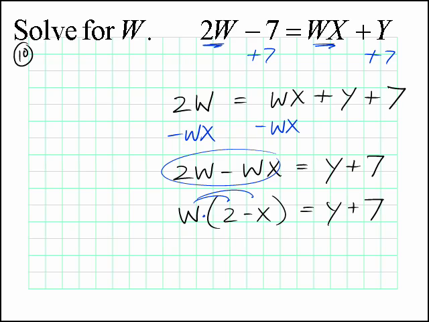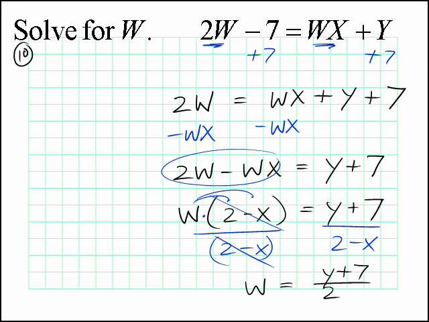Now I can divide both sides by 2 minus x, the entire quantity, 2 minus x, and I end up with w equals y plus 7 over 2 minus x. And we have it solved for w. Now I could have gotten a different answer, which is also going to be correct, if I had moved the w's to the opposite side instead. So let's try this problem again, solving it in a different way.